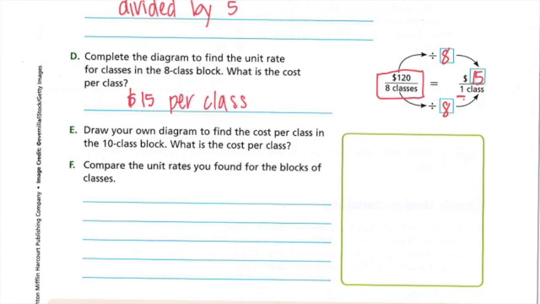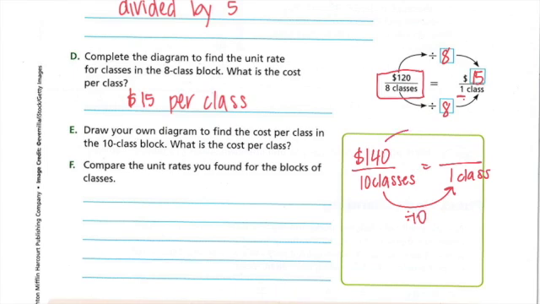All right, now they want us to do it again, but for 10 classes. So look up at the top, how much were 10 classes? $140, right? And we want to know how much for 1 class. So if I'm going to go from 10 to 1, I'm going to divide it by 10. So I need to divide my top by 10. 140 divided by 10 is 14. So it's only $14 per class.